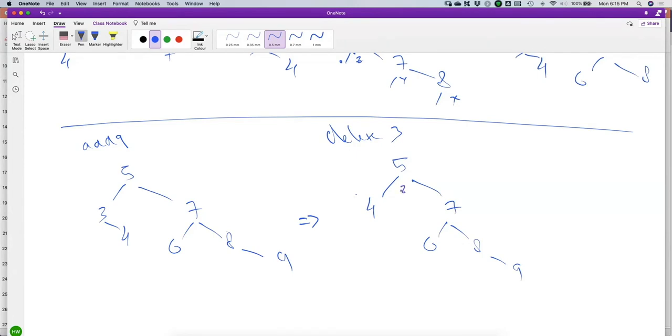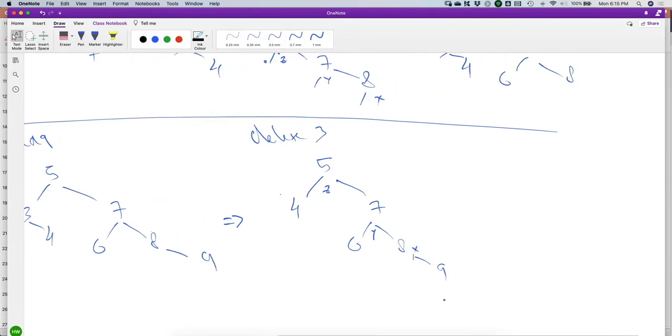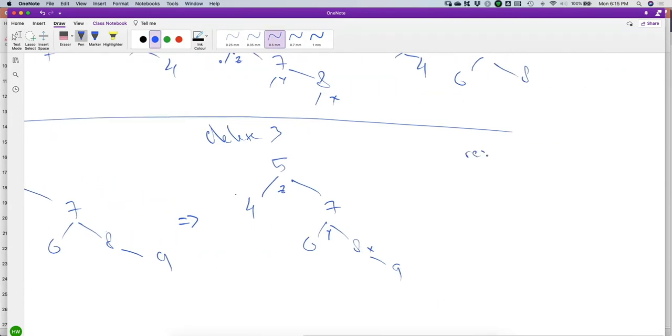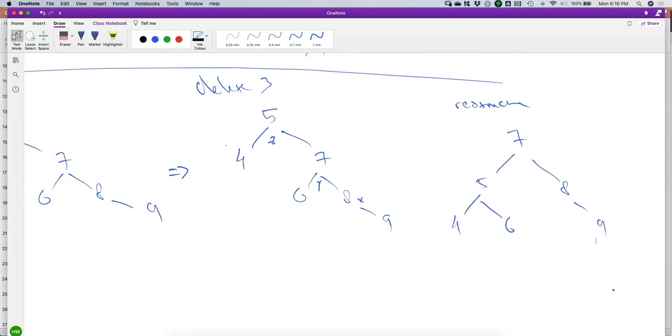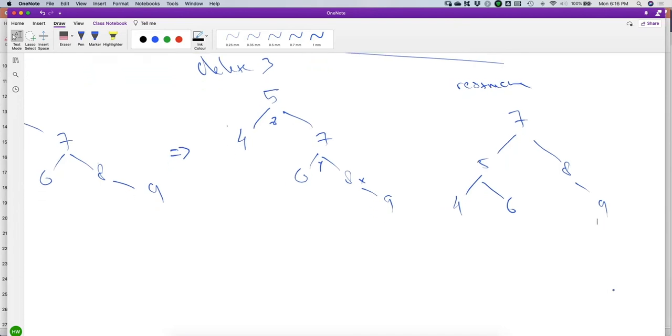Now the point of imbalance is here. So this is the z, this is the y, this is the x, right? So then if we do a restructuring, in this case, we're going to push the z down. 7 is going to be the new root. So 4, 6, 8, 9, right? So that is going to be the new restructured tree. And the final thing that we're going to do is to add 10 into.